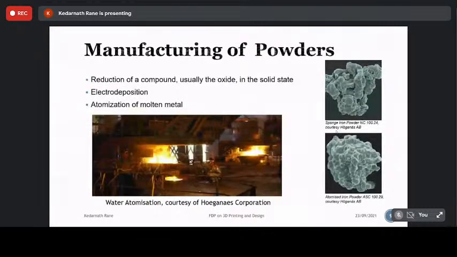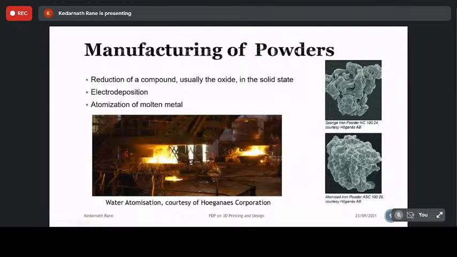I'm spending more time on powder injection molding because it is an enabling technology. All the aspects related to powder injection molding are equally employed for extrusion based additive manufacturing. That's why we are giving more stress on this process.